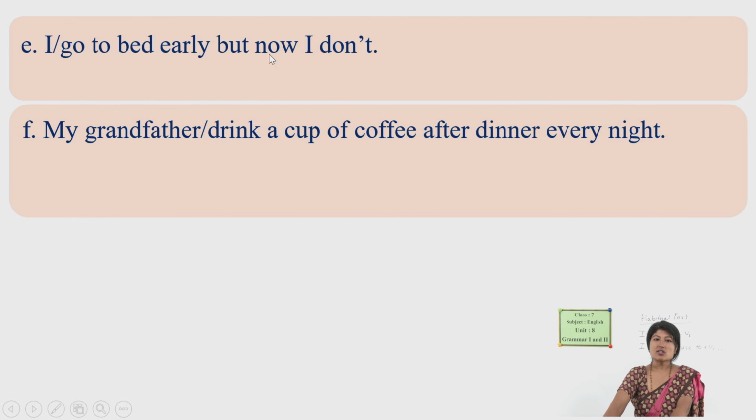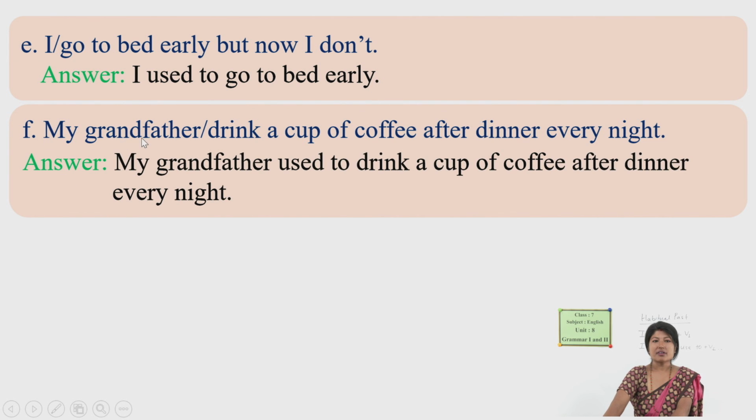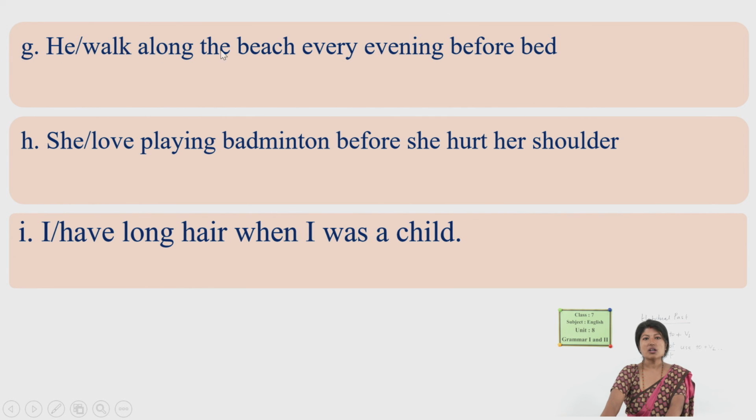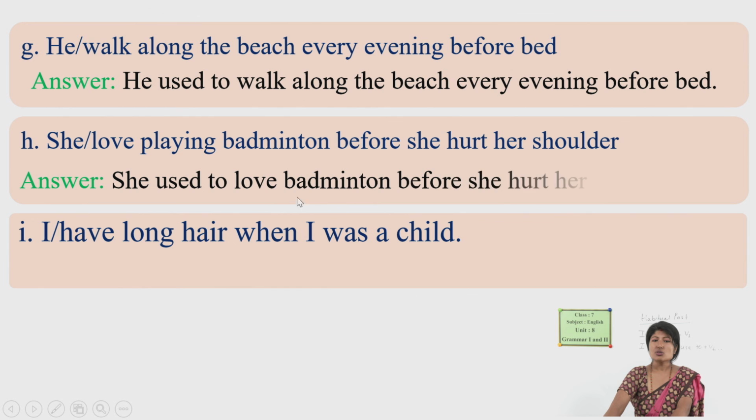Similarly, I go to bed early, but now I don't. We can write it, I used to go to bed early. F: my grandfather drink a cup of coffee after dinner every night, can be rewritten as my grandfather used to drink a cup of coffee after dinner every night. Number G: he walked along the beach every evening before bed. He used to walk along the beach every evening before bed. H: she loved playing badminton before she hurt her shoulder. She used to love badminton before she hurt her shoulder.